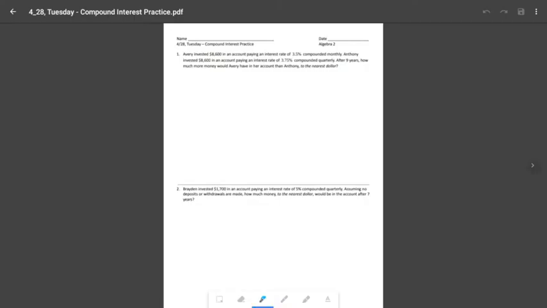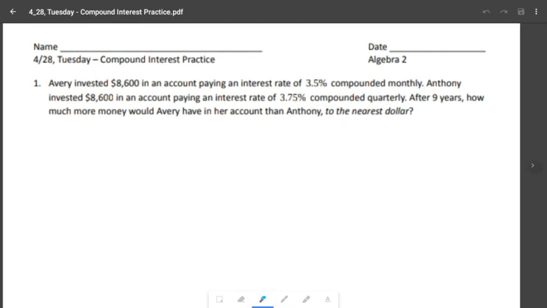So here is the practice for Tuesday. Question 1: Avery invested $8,600 in an account paying an interest rate of 3.5% compounded monthly. Anthony invested $8,600 in an account paying an interest rate of 3.75% compounded quarterly. After 9 years, how much more money would Avery have in her account than Anthony to the nearest dollar?